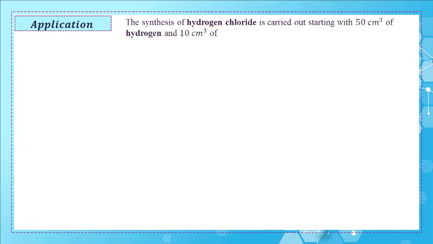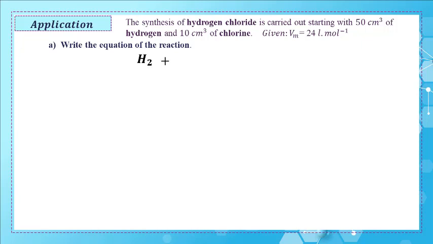Let us do an application together. The synthesis of hydrogen chloride is carried out starting with 50 cm³ of hydrogen and 10 cm³ of chlorine, given that the molar volume is 24 liters per mole. First of all, write the equation of the reaction. H2 plus Cl2 gives HCl. To make this equation balanced, multiply HCl by 2.